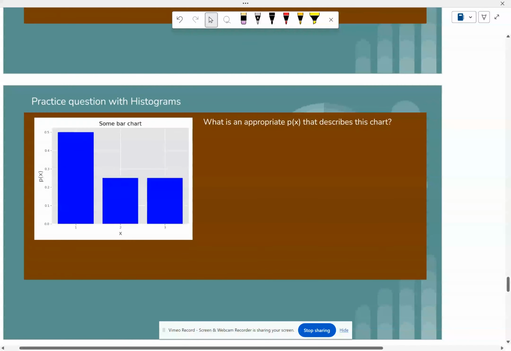Here's another one, right? What would be appropriate p of x for this chart? Well, maybe you want to pause the video, but the idea is really simple. There are 3 situations. So 3 is more than 2. So this is categories, like 3 categories, categorical. Right? With categorical, it is the product of theta i to the x i.